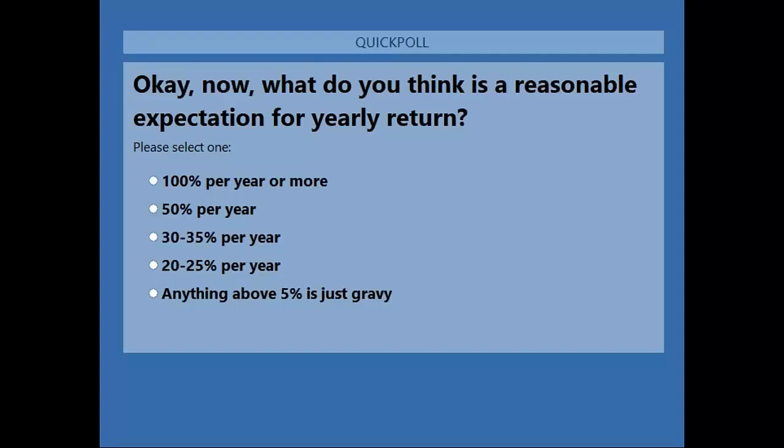So let's ask you guys, what do you think is a reasonable return over the course of a year with your options trades? Do you think a target is 100% per year or more? You started with 50,000 this year, you're going to end up with 100,000 at the end of the year, and then next year 200,000. Do you think 50% per year is a reasonable target? Do we think 30 to 35% per year on your total portfolio is a reasonable target? 20 to 25% per year, or anything above 5% is just gravy? All right, so just let me know what your targets are. There's no wrong answer.